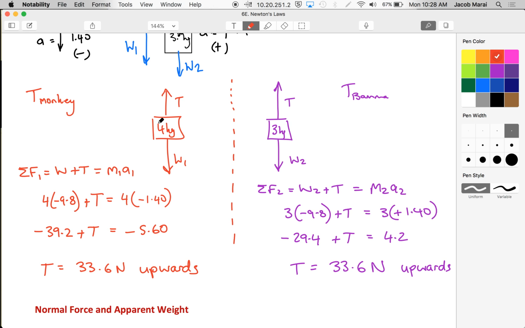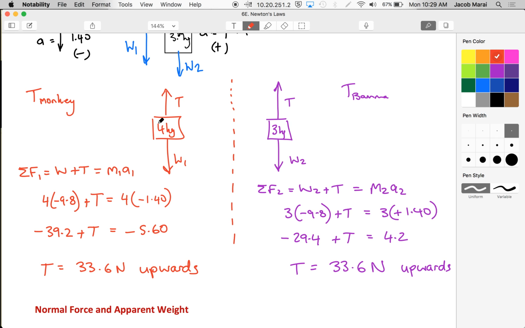Okay. Another way to think of it, Tristan, his weight's 39.2 and this weight is 29.4. Now, if the tension is in between those two numbers, he's going to accelerate downwards because his weight is greater than T, and the bananas are going to accelerate upwards because the T is greater than the weight. Yeah. The weight's less than T. Yeah? Yeah.